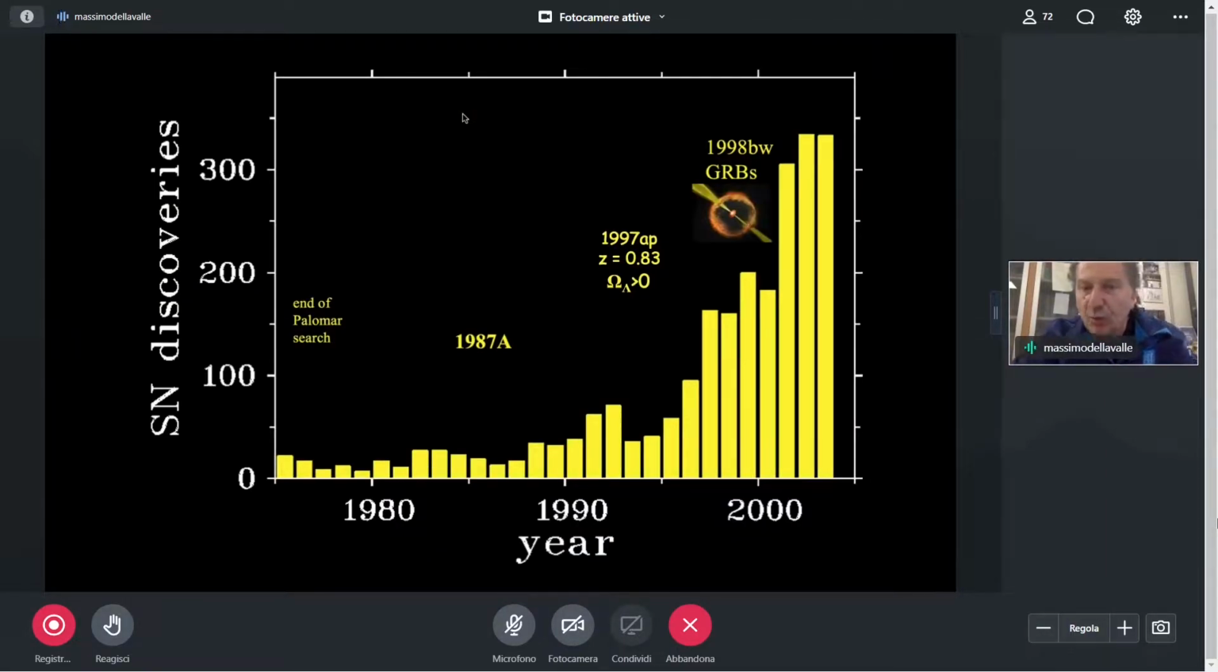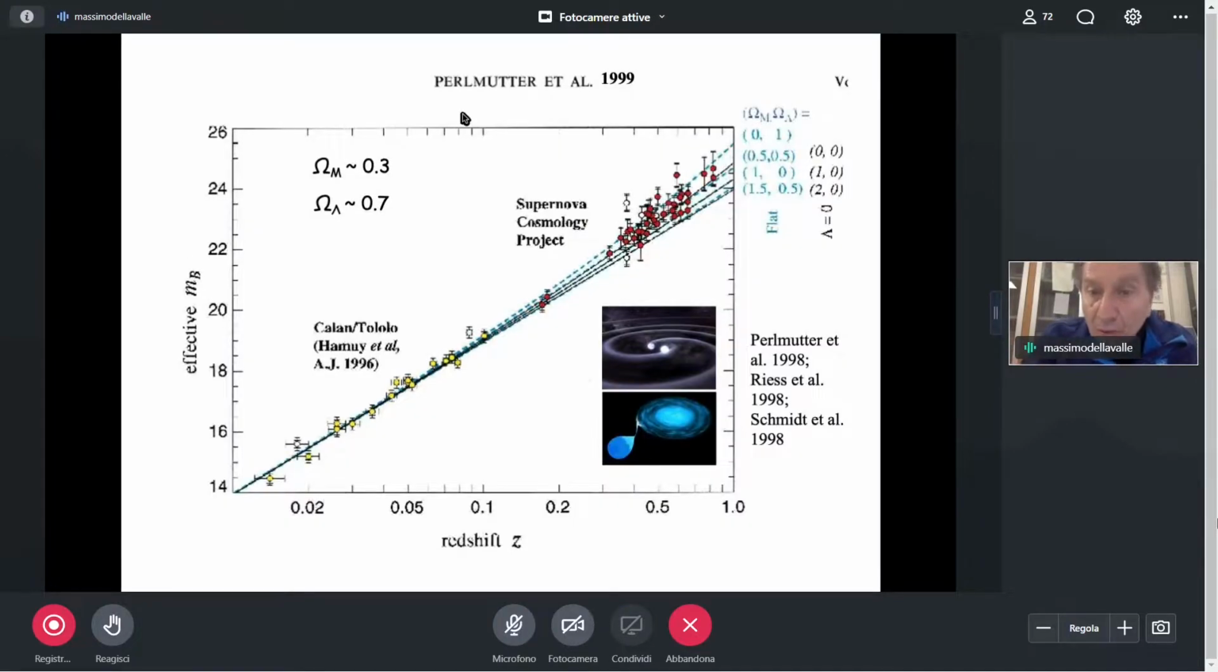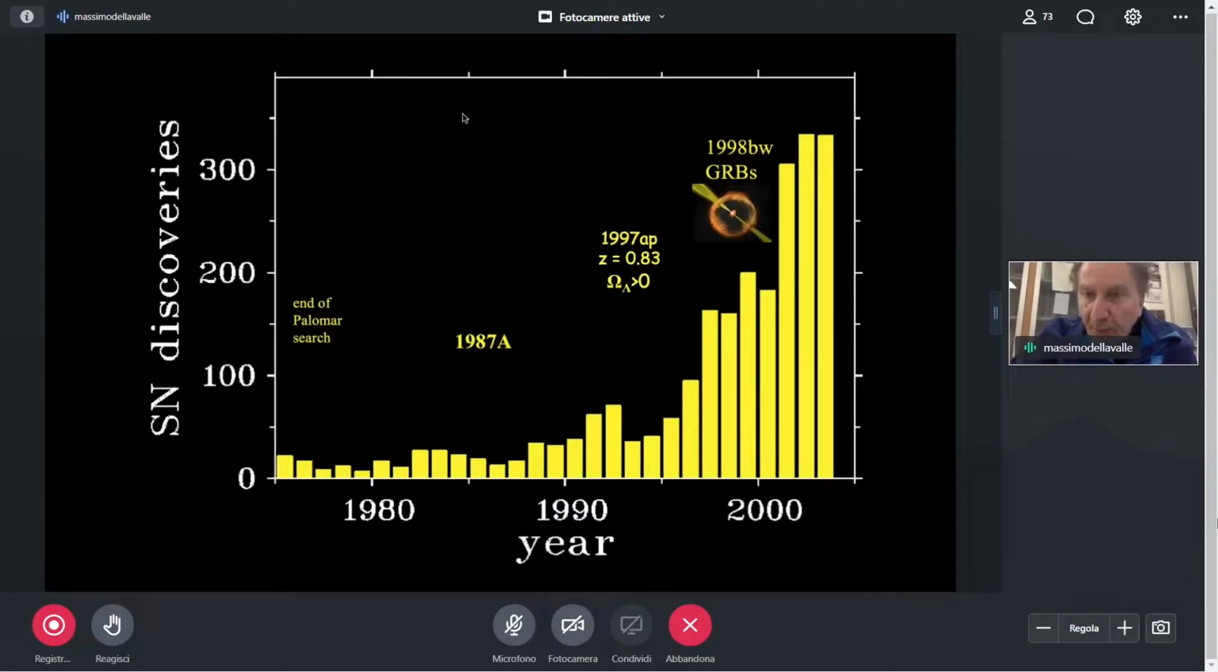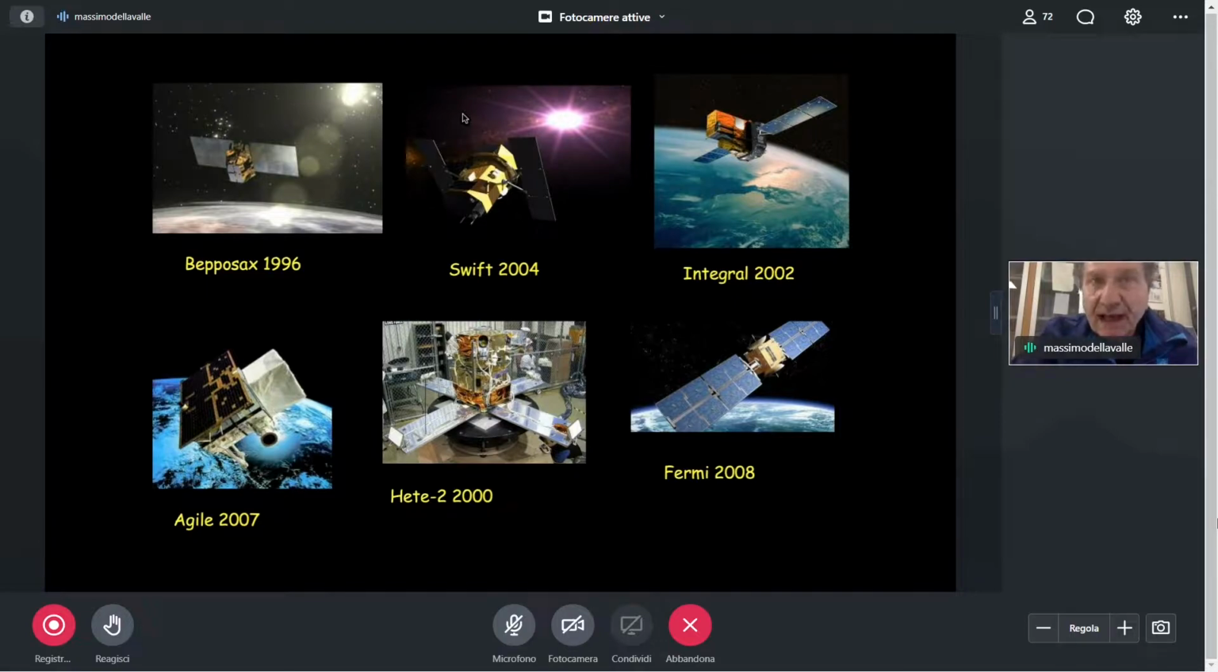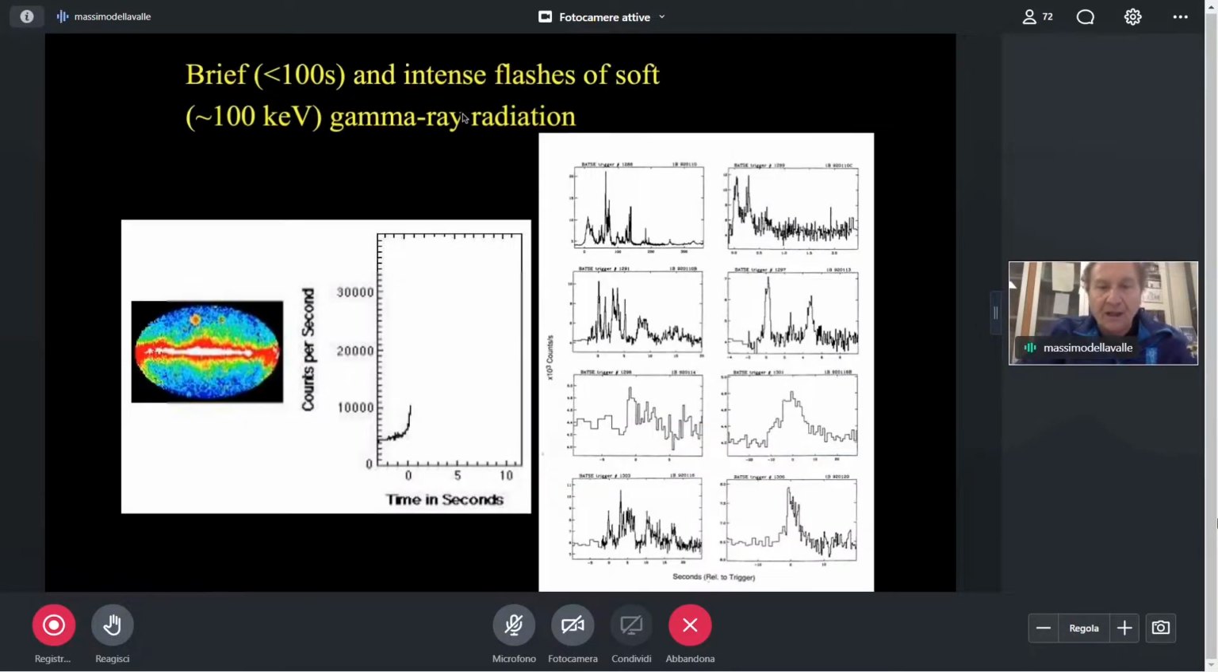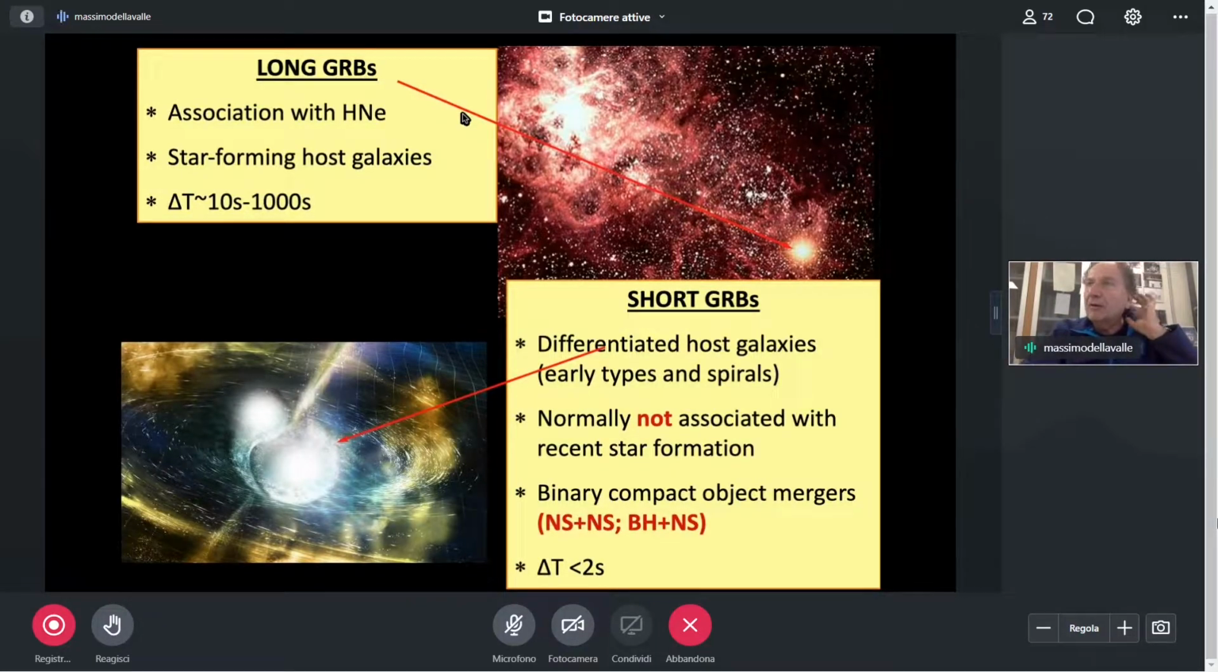The other important consequence was the discovery of type Ia supernovae at very large distances. And this has allowed the discovery of the acceleration of the universe. The other important point was that basically in the same years a number of satellites observing the sky at high energy started to identify the origin of the mysterious gamma ray bursts that were discovered about 30 years before. I think that this will be the talk by Luca, so I will skip it. This flash of gamma rays.